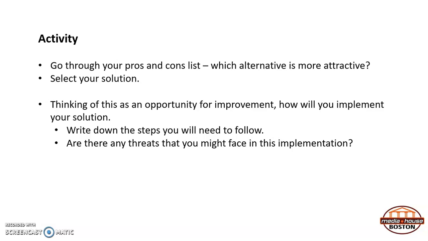Now that you've got your pros and cons list, which alternative is more attractive? Which one is going to work the best? Now select your solution. So thinking of this as an opportunity for improvement, how are you going to implement this solution? Write down the steps that you're going to need to follow, and then consider if there are any threats that you might face during this implementation. Pause the video here and do this activity.